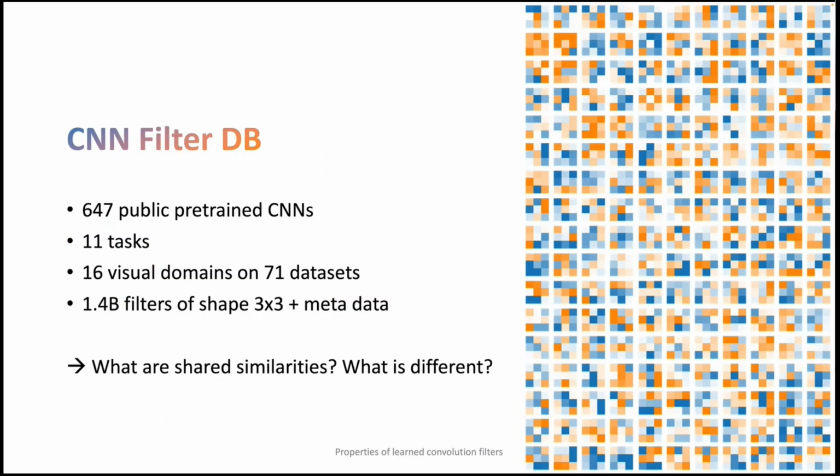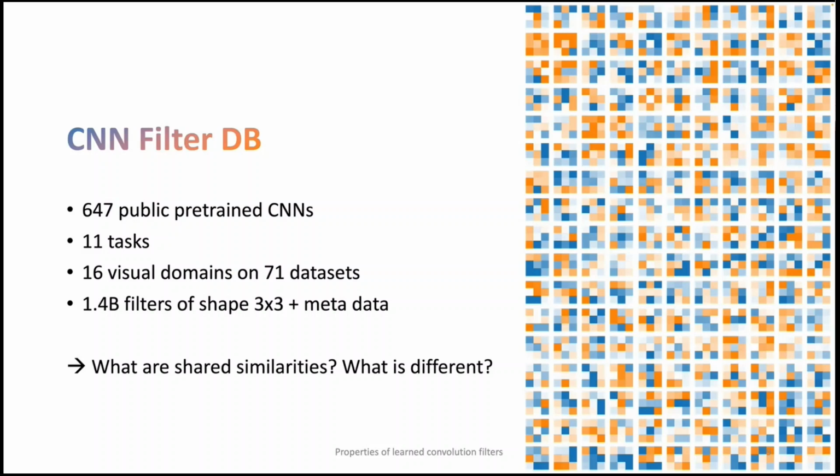So to study this effect, we have established CNN FilterDB. And for this, I tried to collect as many different CNNs as possible. So I downloaded everything I could find on the internet. We have roughly 650 CNNs. And we made sure that they are as heterogeneous as possible.